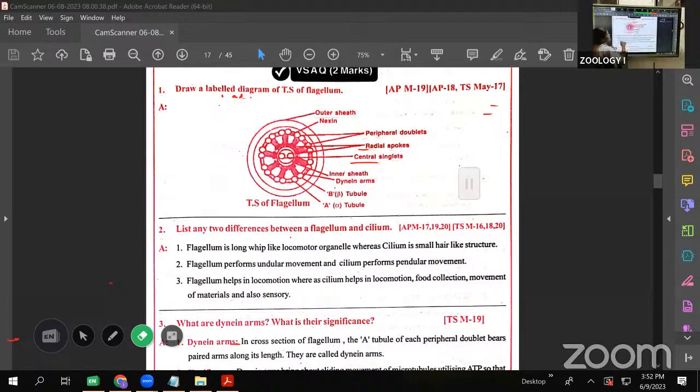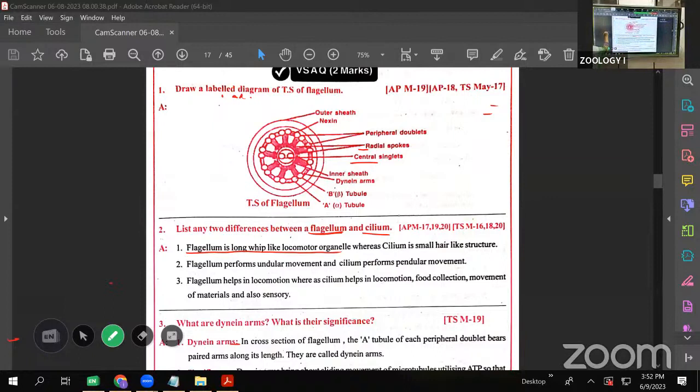Next one is the differences between cilia and flagella. Clear? What are the differences between cilia and flagella? Cilia are present in the paramecium. The flagellum is present in the euglena. You know, already in the SAQs we discussed binary fission, and in that we discussed the types of flagella. Also we discussed the next: what is a flagellum? Flagellum is a long whip-like locomotory organelle.